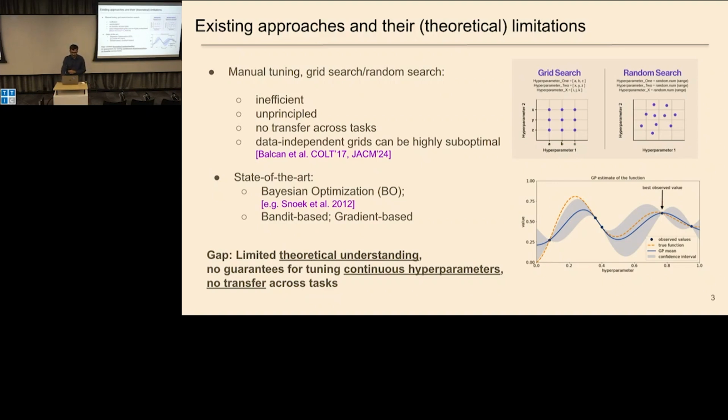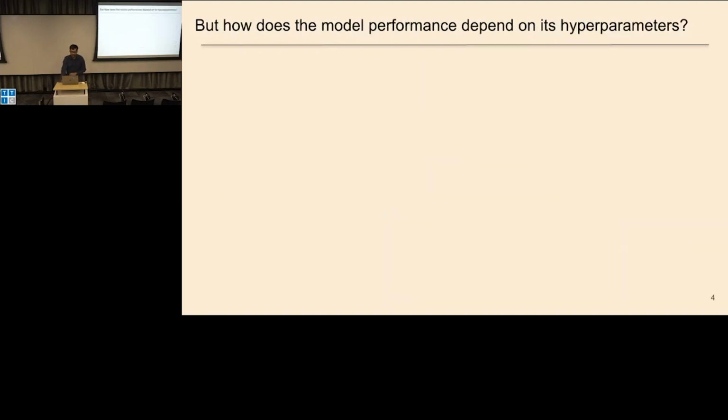I'll go into a little more detail about this Bayesian optimization bit because that seems to be one of the more prominent approaches. But the other approaches also have similar limitations. So one question that remains unanswered, which is a fundamental question, is how does the performance of your model actually depend on the hyperparameter as you vary it? I think we really need to answer this question first in order to hope to achieve anything principled here, right? So the short answer is we really don't understand it.